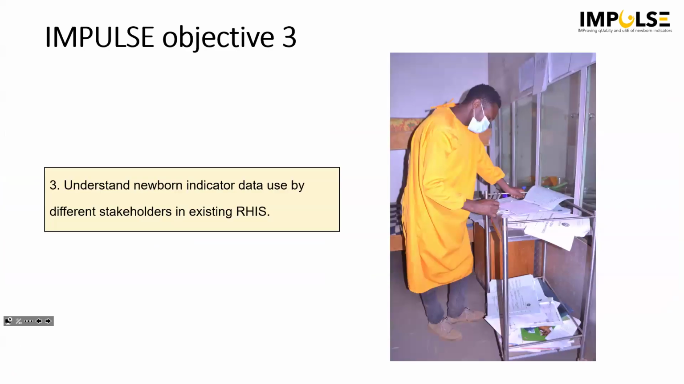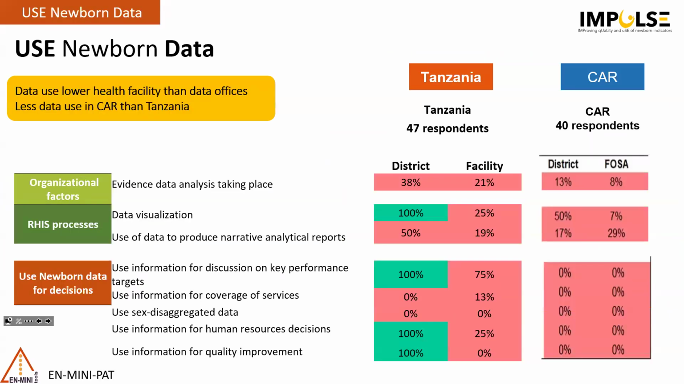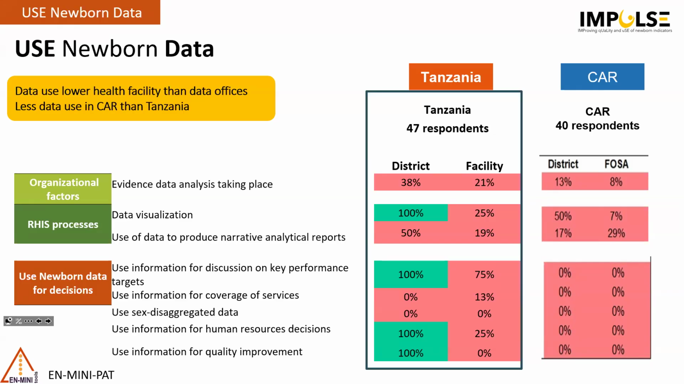The third objective was to understand newborn indicators and data use by different stakeholders in the existing RHIS. This slide shows Tanzania and Central African Republic, across organizational RHIS processes and using data for decisions. Data use is lower at health facilities and then offices, and less data is used in Central African Republic compared to Tanzania.